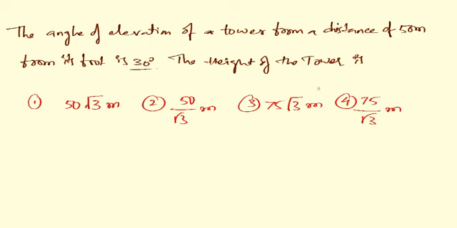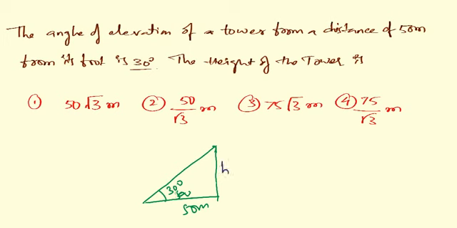See friends, before solving this problem, let us copy this problem, then it will be easy for you. So what is given? The angle of elevation of a tower from a distance of 50 meters. There is a tower, and from a distance of 50 meters, the angle of elevation is found to be like this. What is the angle of elevation? It is given as 30 degrees. 30 degrees is the angle of elevation. Now, you are asked to find what is the height of the tower.